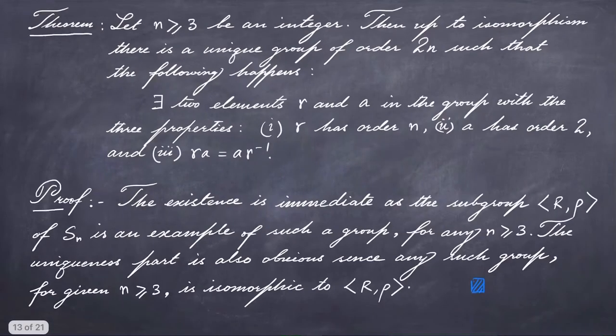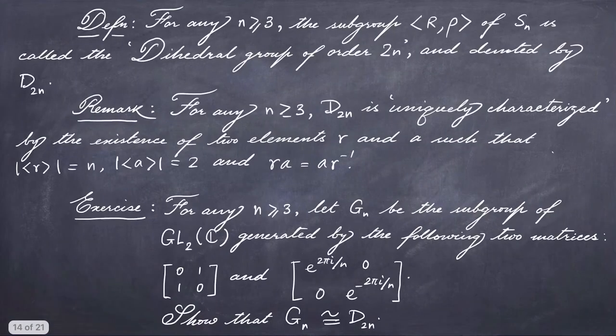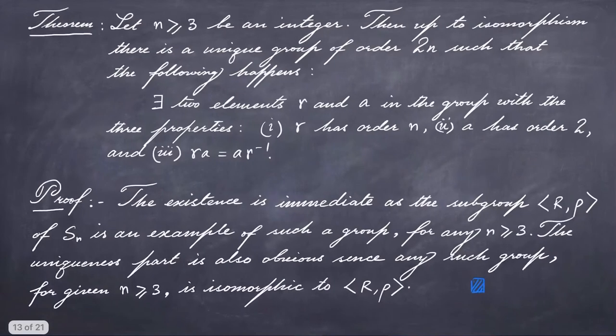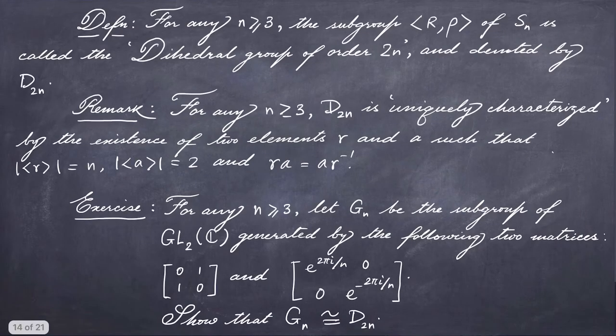So this is what we have seen in this theorem. Any group of order 2n with these two properties, and any two groups of order 2n with this, have to be isomorphic. So that is what we express by saying uniquely characterized. Okay.